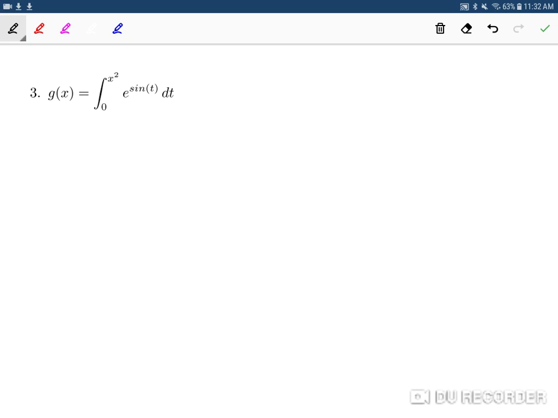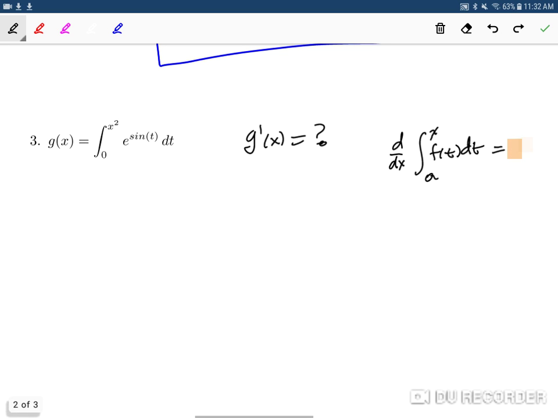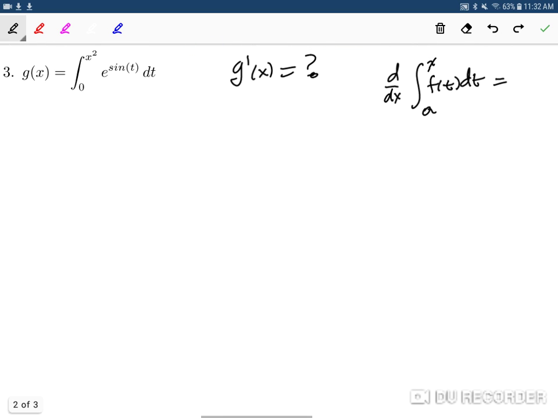This is another example of the fundamental theorem of calculus 1. We want to find the derivative of this function, so we need g prime of x. Well, FTC 1 says that if you take the derivative of the integral of a function of t, if it's integrable, then the derivative is just the function f of x.